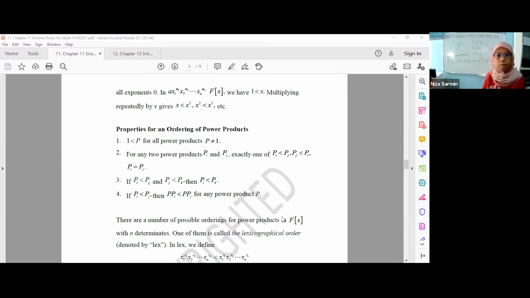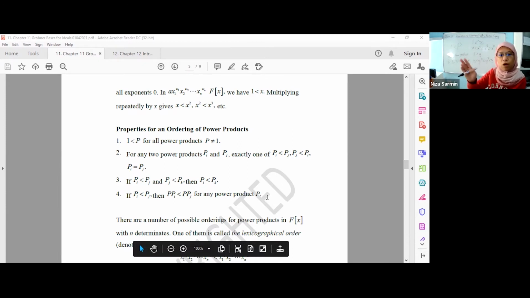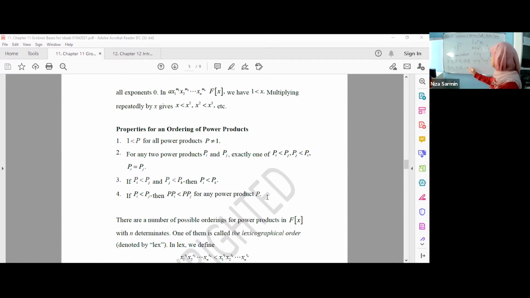Less, bigger, or equal. Then if you have transitivity, if PI is less than PJ, and PJ is less than PK, then PI has to be less than PK. Where do we use this? We use this when you want to find the Grobner basis, when you want to see whether you can divide or not. Is it bigger or not? Whether you can divide, okay?